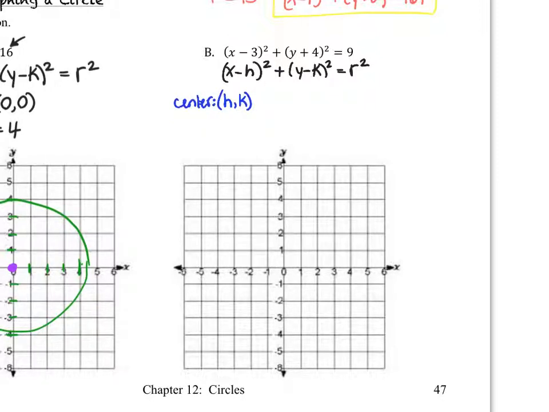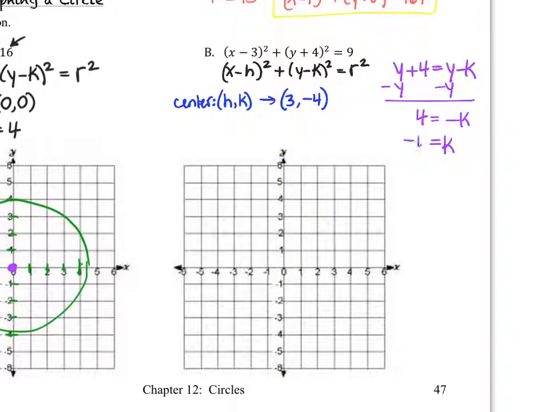as 3 comma negative 4. Now you might be tempted to think it's actually 4, but we know because the form is y minus k, and let me just detour over here so you can see what I mean. If y plus 4 is equal to y minus k, we can subtract y from both sides, and we end up with 4 is equal to negative k. That means that k is equal to negative 4. And so we know that the center is at 3 comma negative 4, not 3 comma 4. Anyhow, we have found the center.